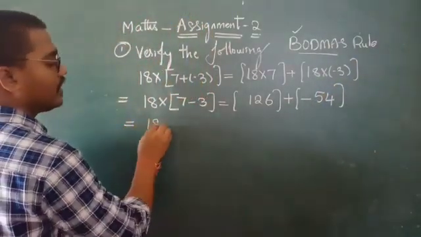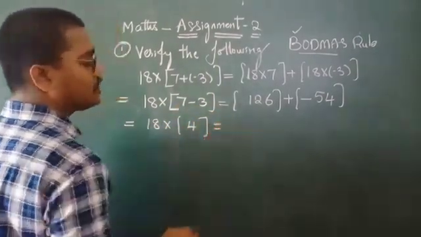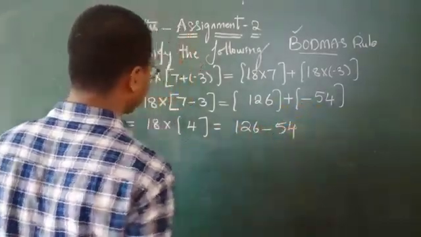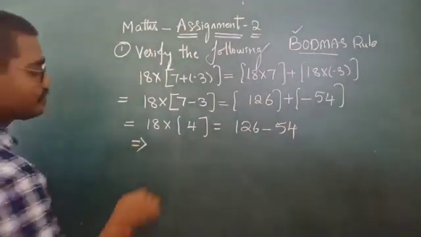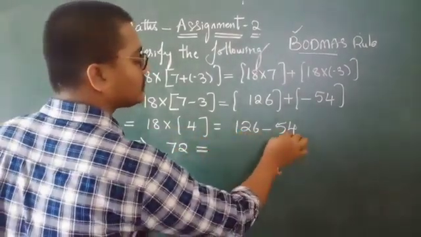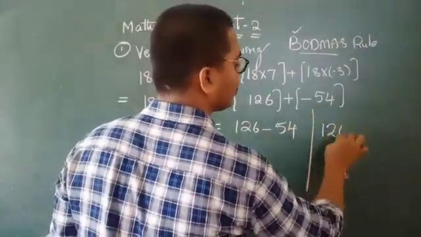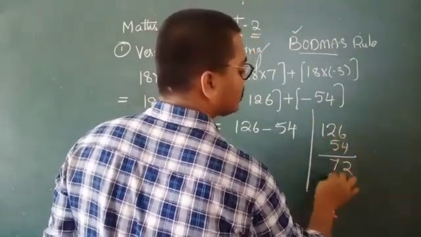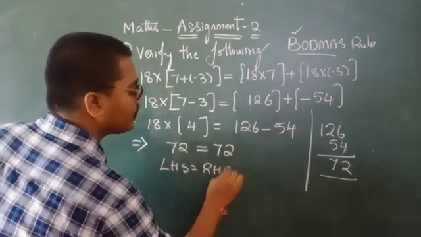That is equal to 18 into, what is 7 minus 3, children? 7 minus 3 is nothing but 4. So that is equal to 126 plus into minus is nothing but minus 54. So that is equal to 18 4s are nothing but 72, is equal to 126 minus 54. 126 minus 54 is nothing but 72. If you want, you can do it in the rough column, children. That is 126 and 54. 6 minus 4 is nothing but 2. 12 minus 5 is nothing but 7. So 72. LHS is equal to RHS. Hence, proved.